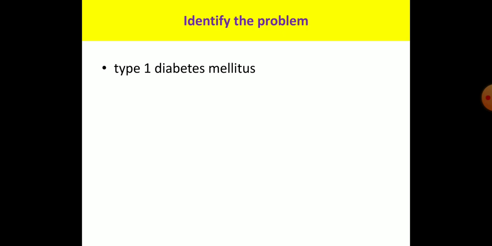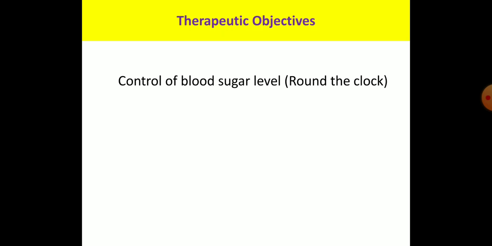The problem is type 1 diabetes. So what should be the therapeutic objective? First and foremost is to control the blood sugar level, and again very important is round the clock control of blood sugar level. A very tight control of blood sugar is not required, and many times it is hazardous also, because there is a risk of hypoglycemia. So control of blood sugar level is your first aim.